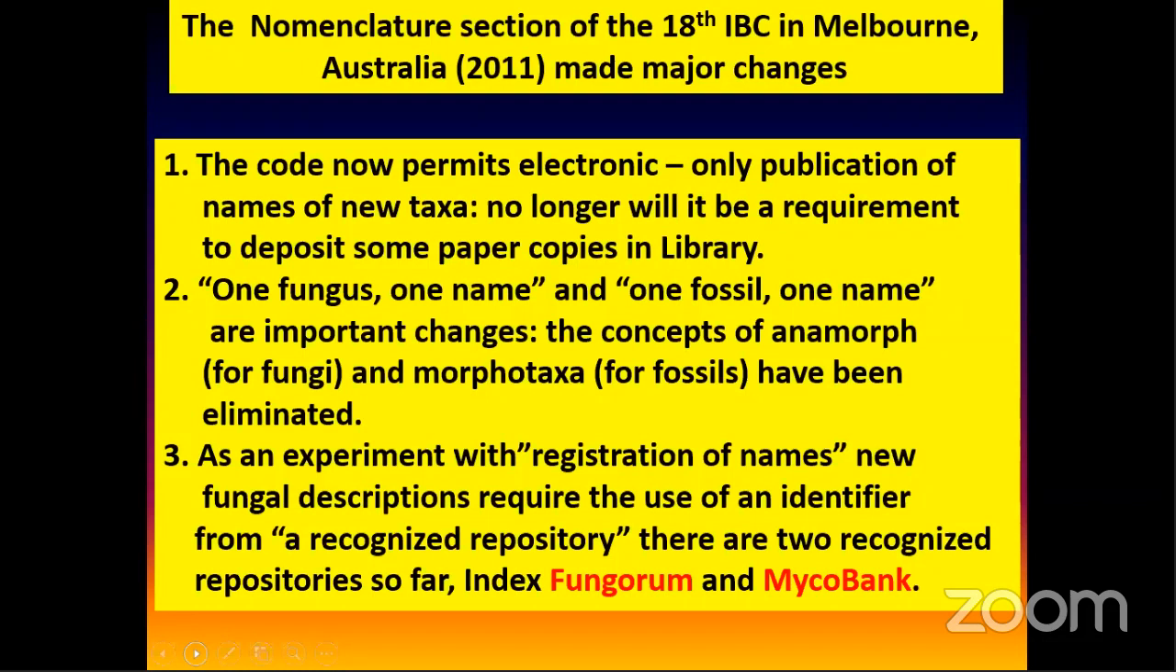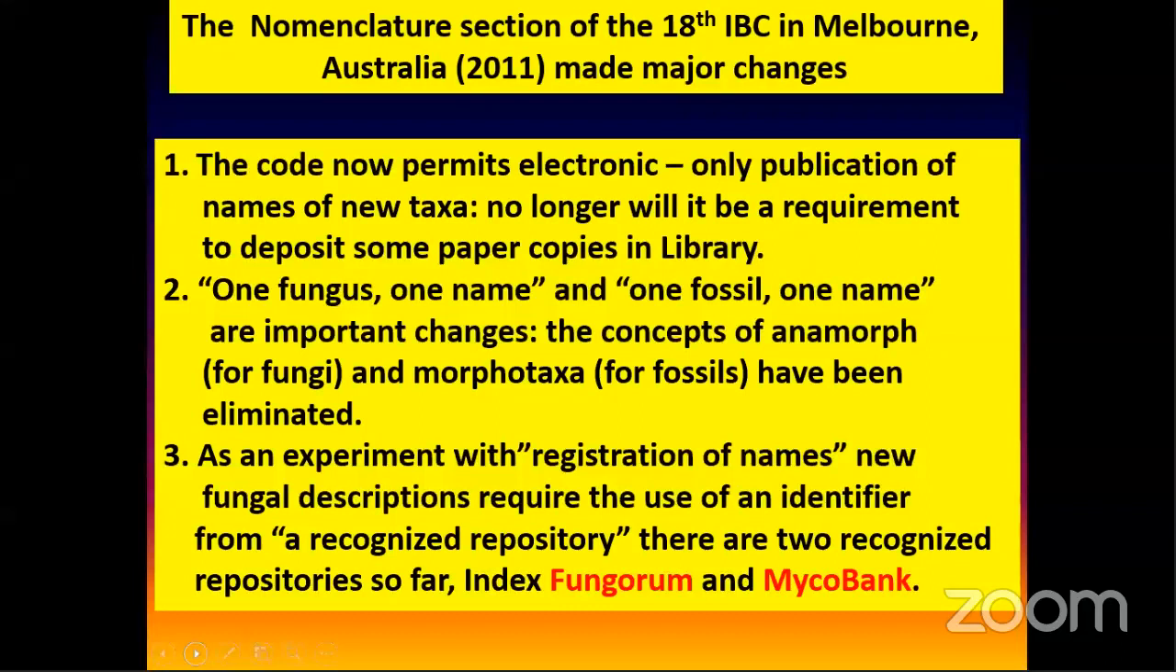As an experiment with registration of names, new fungal descriptions require the use of an identifier from a recognized repository. There are two recognized repositories so far, Index Fungorum and MycoBank. With angiosperms or flowering plants, we can easily preserve a herbarium specimen and deposit it in a herbarium. But it is very difficult to deposit a type specimen for a fungus, algae, prokaryote, or other microscopic organisms. So it may be preserved as a type in MycoBank or another kind of repository. That was established in the recent conference.